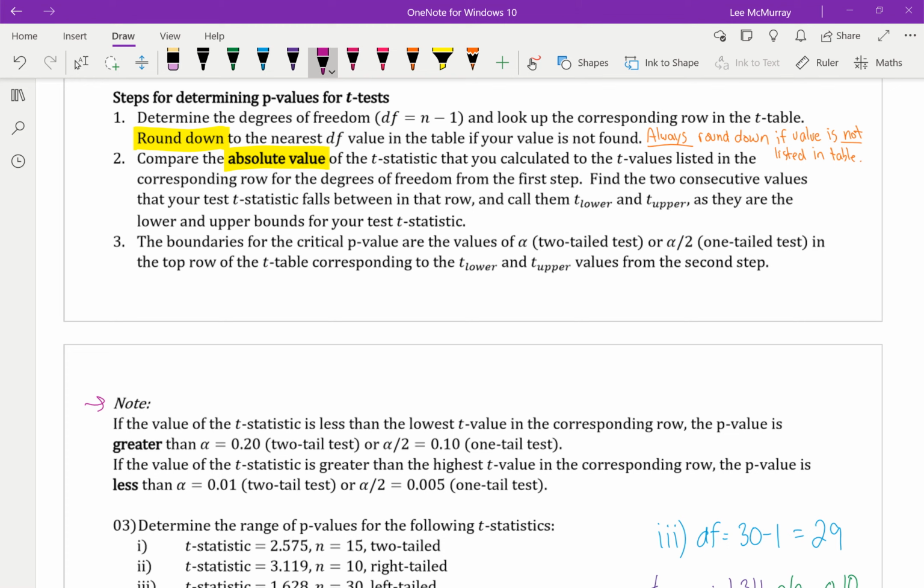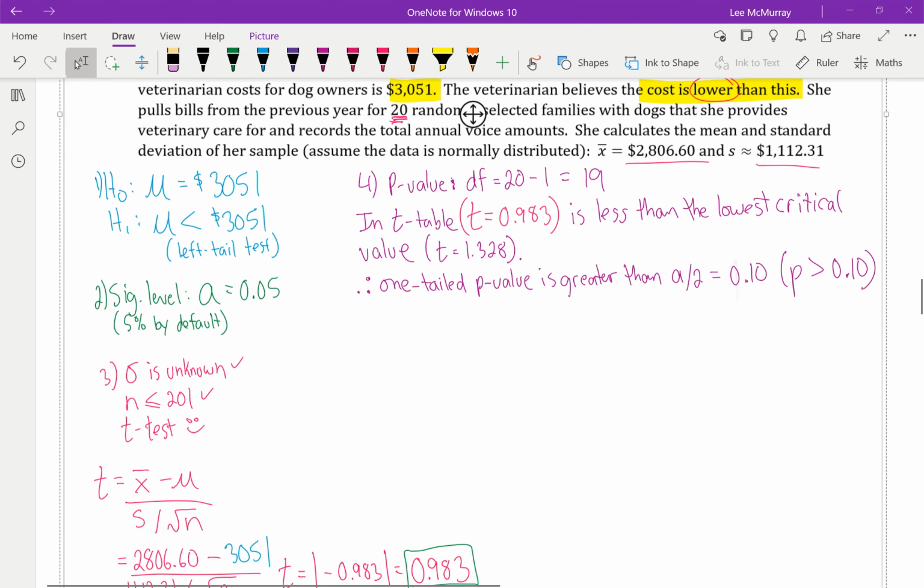If the t statistic is less than the lowest t value in the corresponding row, the p-value is greater than alpha, which is 0.20 if it was a two-tailed test. Because we had a one-tailed test, we split it in half and made it 0.10. Okay, so that's where that came from. So what we say is that the p-value is greater than that value. So the range is much larger, because anything that's higher than that value we would consider the p-value. Okay, so that's where that rule came from, just to remind you.